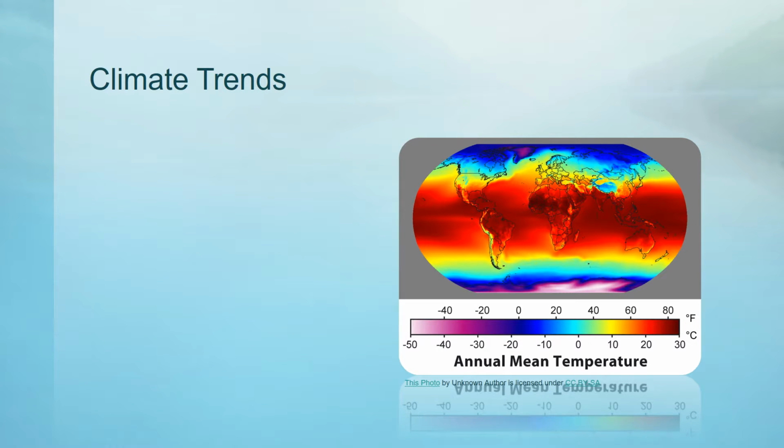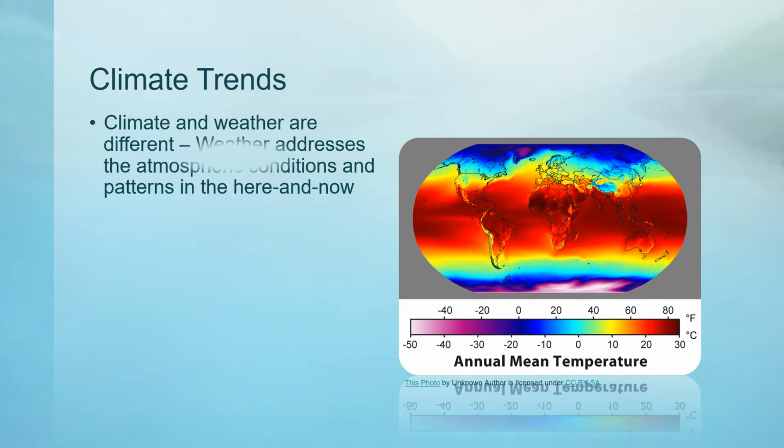So climate trends. First of all, climate and weather are different. Weather addresses the atmospheric conditions and patterns in the here and now. It's very cold, the polar vortex is here. However, don't forget that it may be very cold here, but it may be super hot in Australia, because when it's our winter, it's their summer, and vice versa. Weather is over a brief period of time, or even the better part of a year, but climate looks at long-term trends.